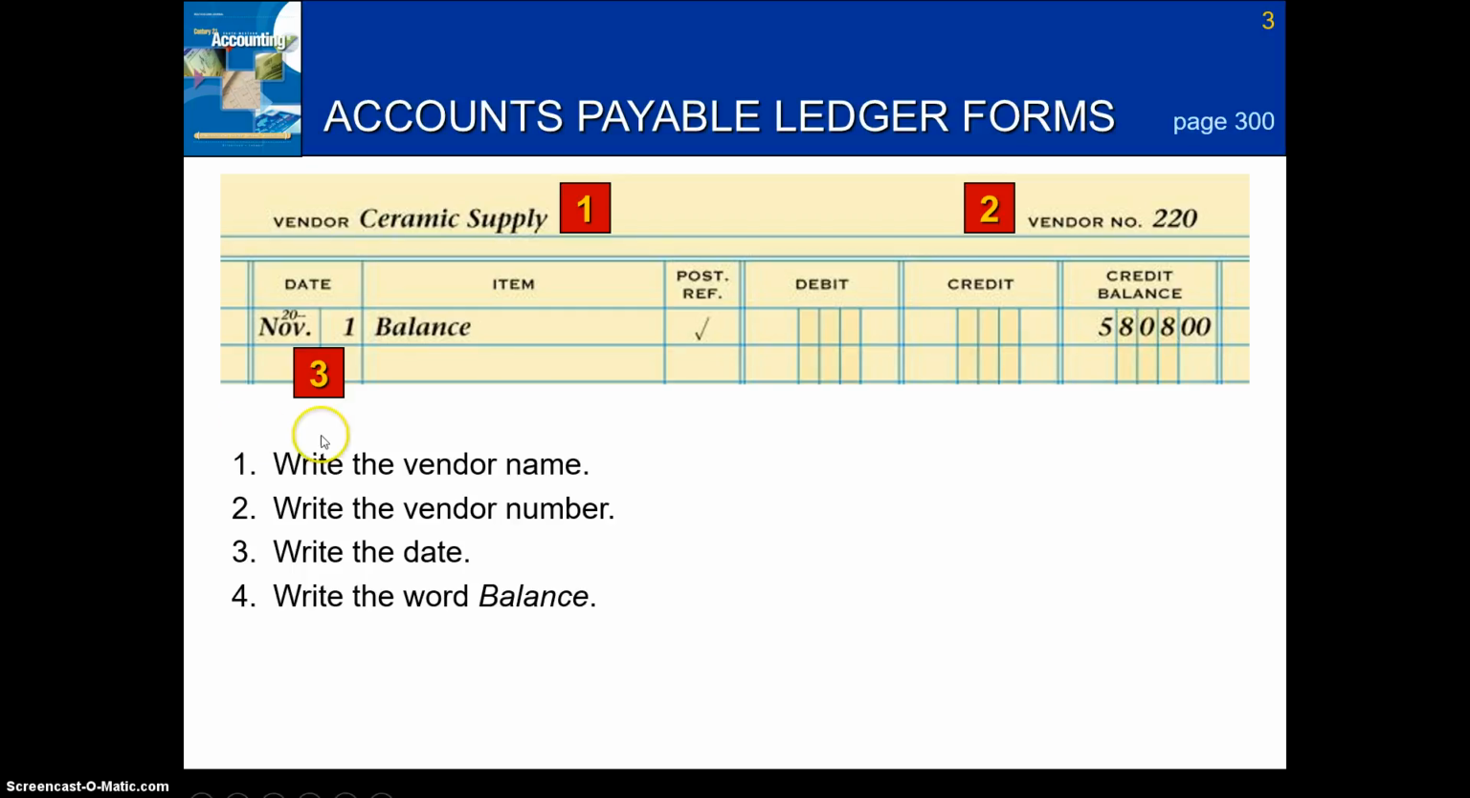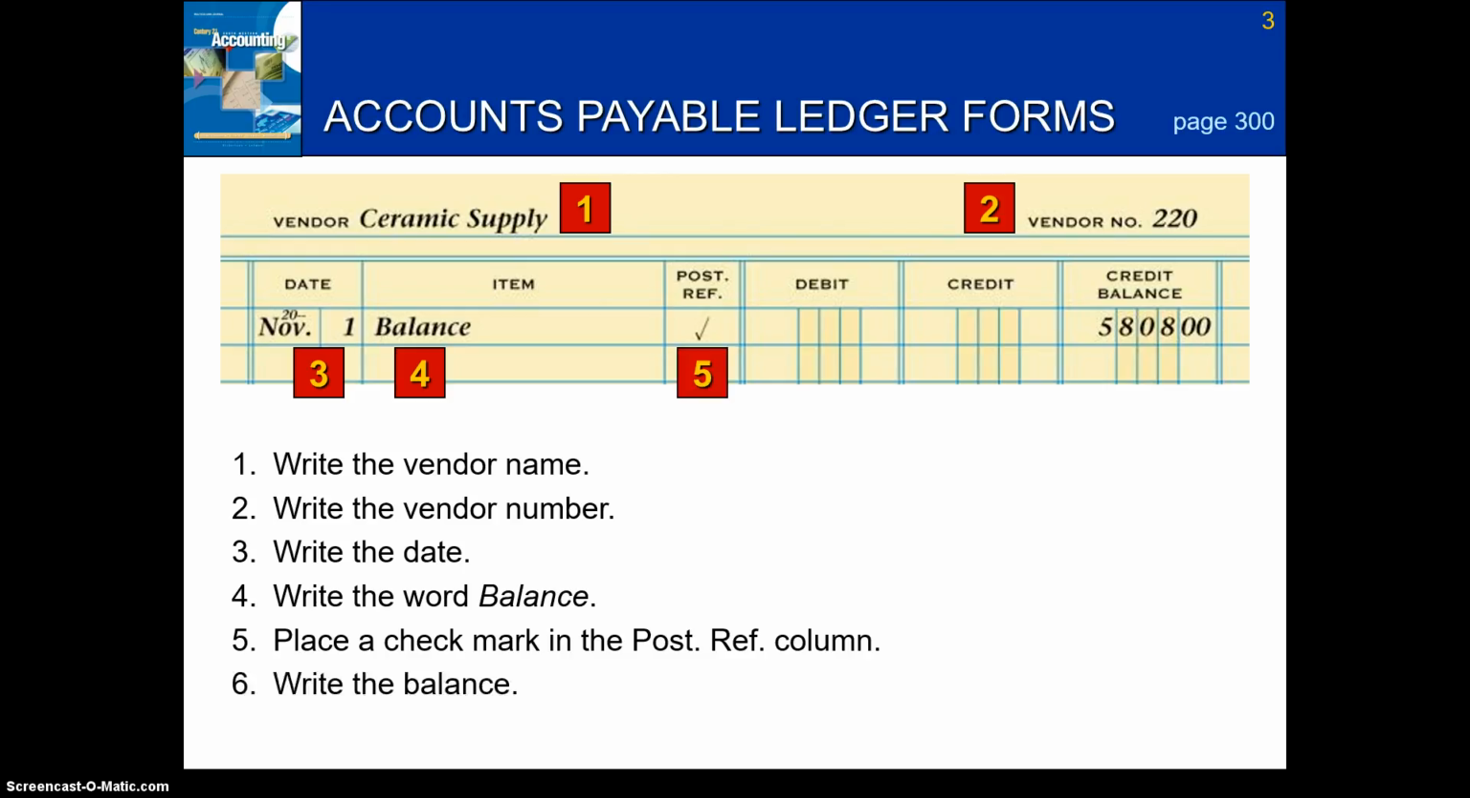If we are opening a new page because the other page got full, we're going to write the word balance in the item line. That's the only time we're going to write in item. We're going to put a check mark in the post reference because this information didn't come from a journal anywhere. It just came from the previous ledger page. And finally, we're going to write the balance that the account had on the previous page. So if you're opening a brand new one, you're only going to have the vendor name and number. If you are starting a new page for a vendor, you're going to have this line in here.